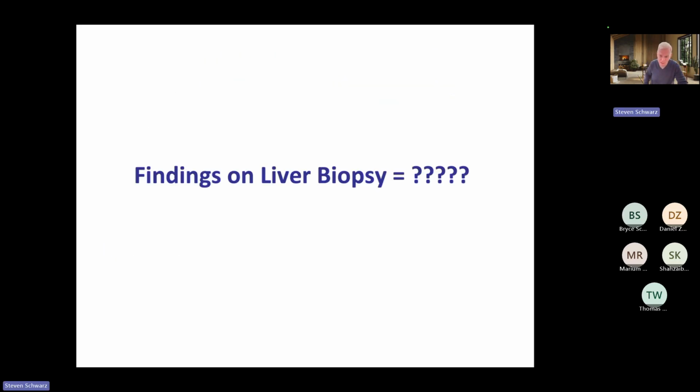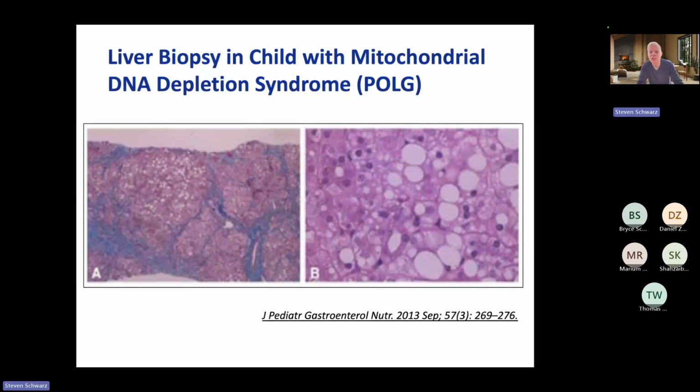What about liver biopsy findings? As again you might expect, because this is in the end a disorder of fat metabolism, steatosis. This happens to be a child with a mitochondrial DNA depletion syndrome, Alpers-Huttenlocher. Steatosis is an almost universal finding. It can be either micro or macro steatosis. If you do a biopsy on a suspected patient and there is not an accumulation of fat, it's unlikely this patient has a mitochondrial respiratory chain disorder.